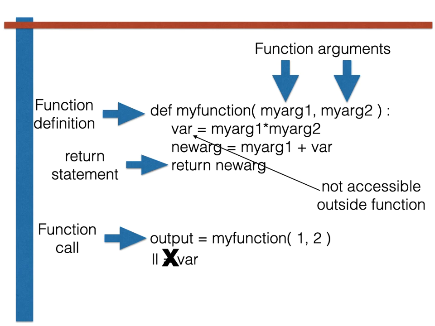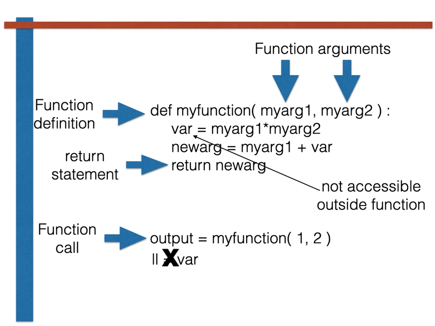Here, when we run the function call at the bottom of the slide here, the net effect is that the variable called output is set equal to 3. The reason this happens is that my function is called with myarg1 equal to 1 and myarg2 equal to 2. Var is then set equal to 1 times 2, which is 2. New arg is set equal to 1 plus 2, which is 3, and this value is returned in the output of the function, which is what the variable called output is set equal to.